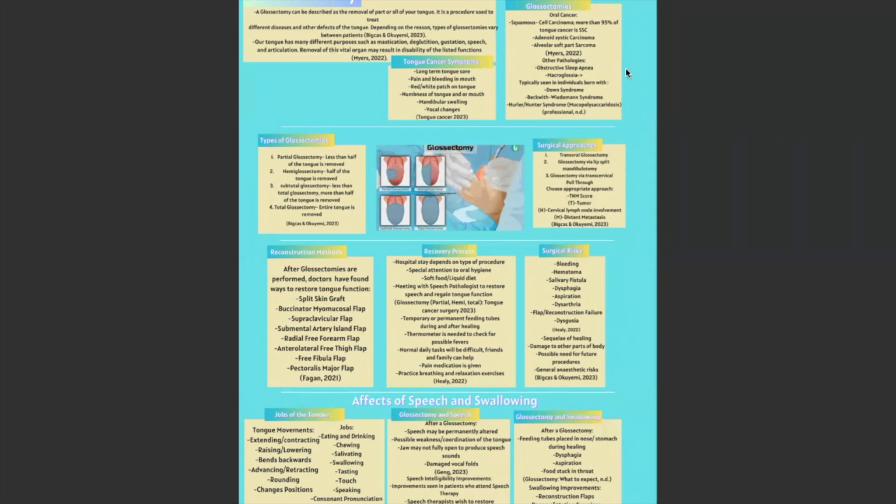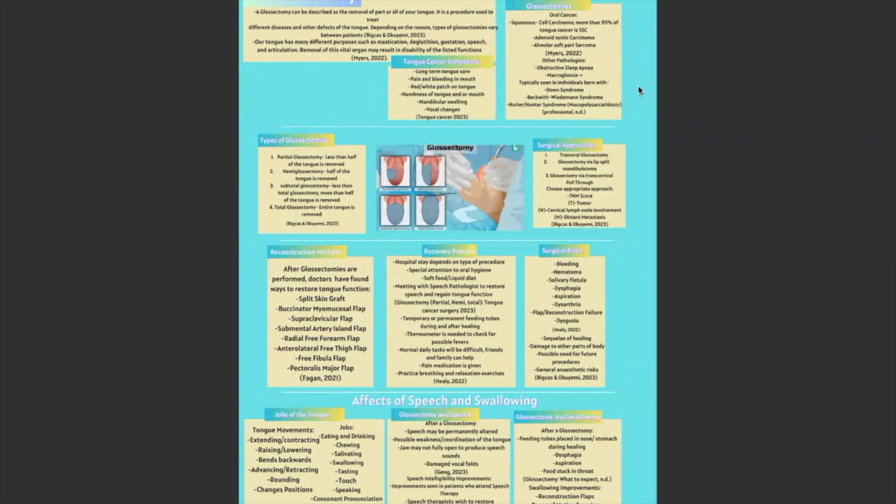The first and most common reason for a glossectomy is squamous cell carcinoma, which is the most common tongue cancer. Squamous cells are skin cells covering the lining of the mouth, nose, larynx, thyroid, and throat, and a carcinoma can be defined as cancer starting in the cells making up skin and tissue linings. Some symptoms of skin cancer can be pain and bleeding in the mouth, a red and white patch on the tongue, jaw swelling, even vocal changes.